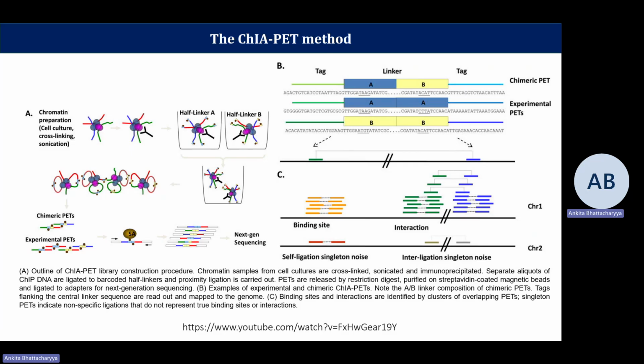Then experimental and chimeric PETs are examples which have been shown here. In the AB linker composition of chimeric PETs, the tags flanking the central linker sequence are read out and then mapped to the genome, which are identified by clusters of overlapping PETs. Singleton PETs indicate non-specific ligations that do not represent the true binding site or interaction.